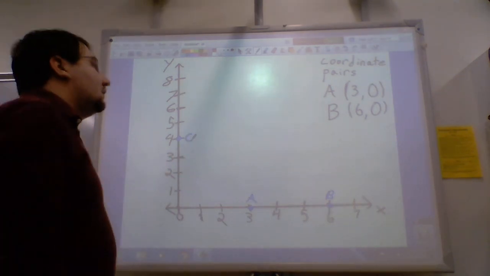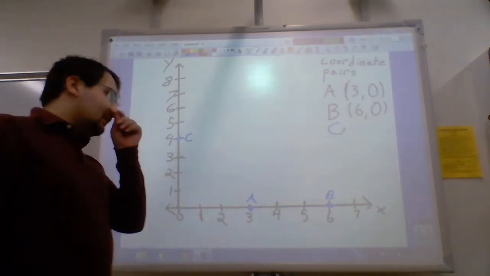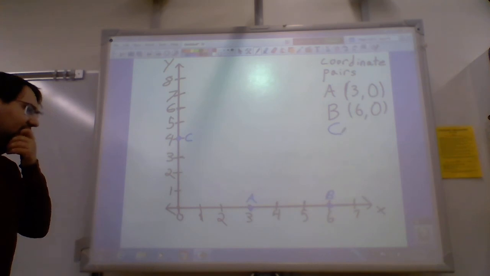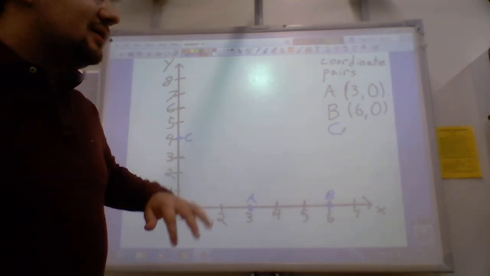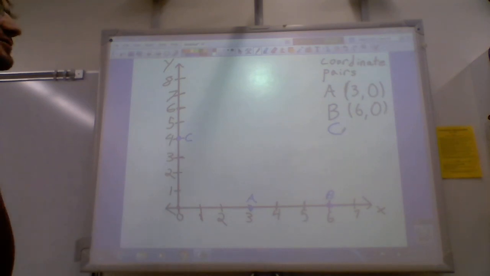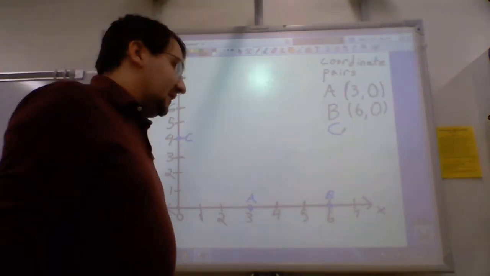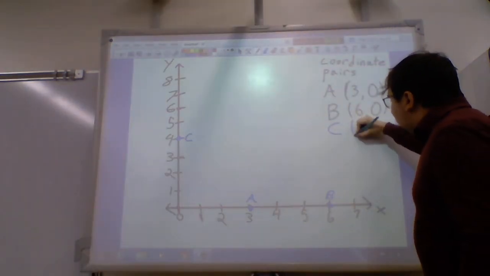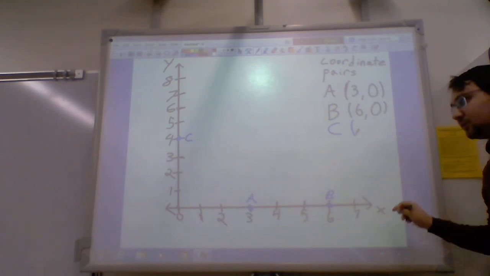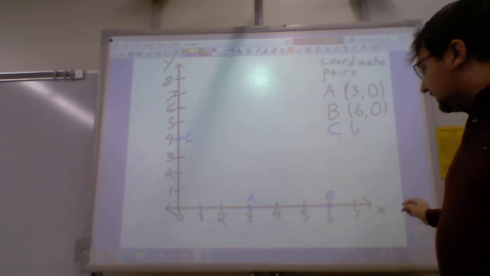Well, for point C, do you think we're going to do the 4 first? I mean, both of the other times we had the 0 at the end. Would it make a little bit of sense to put a 0 at the end? No. It doesn't. Don't be fooled by that. No matter what the number is, you have to do what your X is first. Our X goes first. So let's go to our X line.